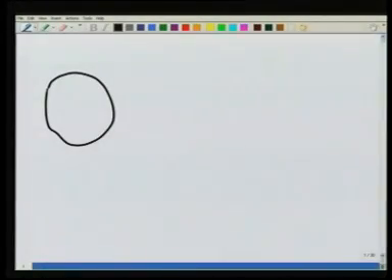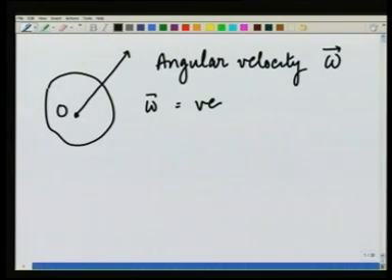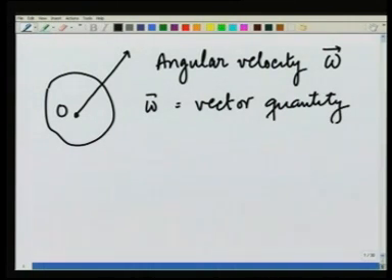In previous lectures on rigid body, what we have seen is that if you have a rigid body rotating about an axis, let us take our origin here, then the angular velocity omega is a vector quantity.